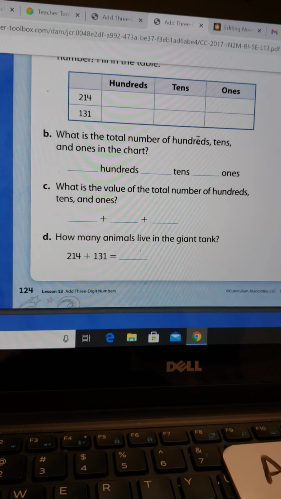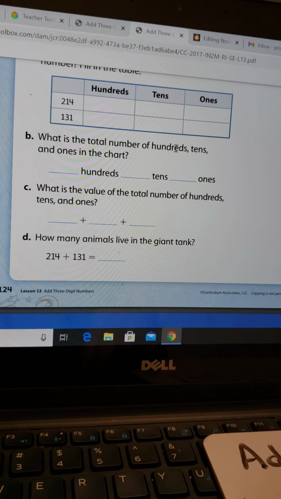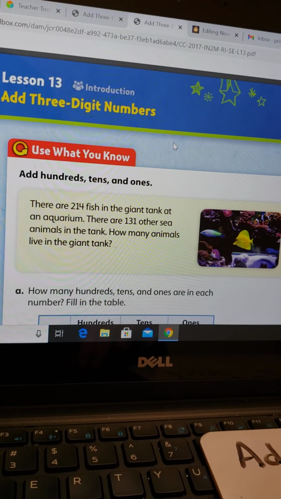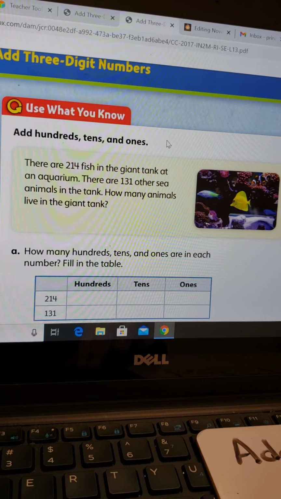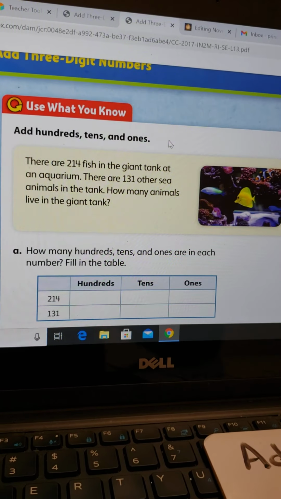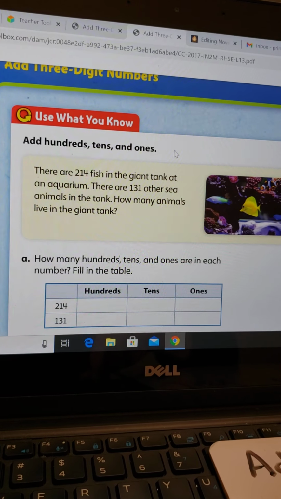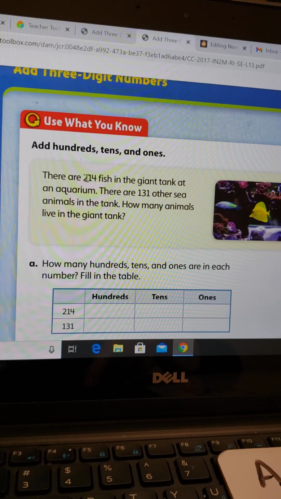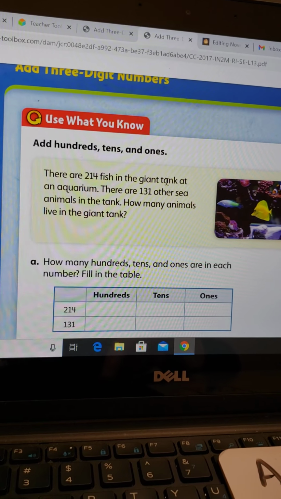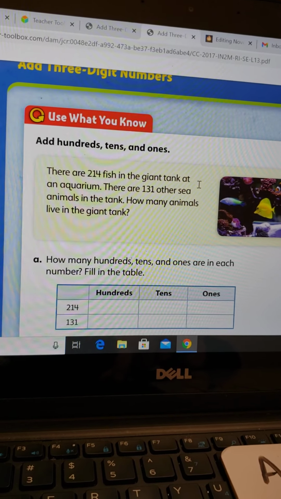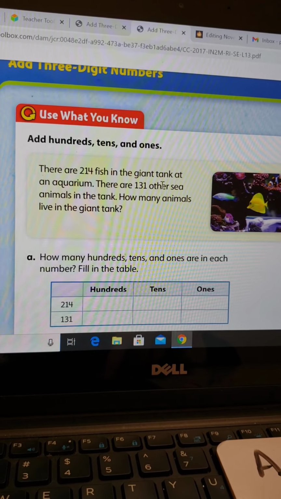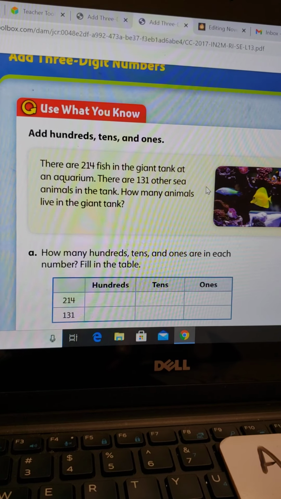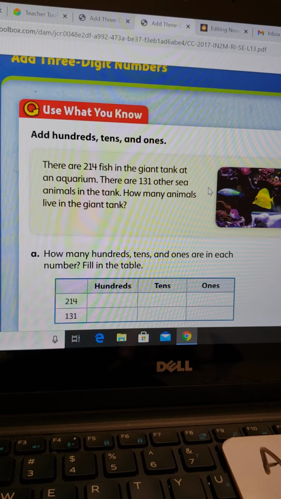All right, so today we are starting a brand new lesson. We are on lesson number 13, and we're learning about how to add 3-digit numbers. Okay, so we are going to start off with this problem. I'm going to read it out loud. I want you to follow along, okay? So there are 214 fish in the giant tank at an aquarium. There are 131 other sea animals in the tank. How many animals live in the tank?